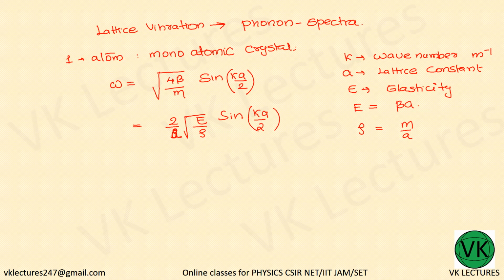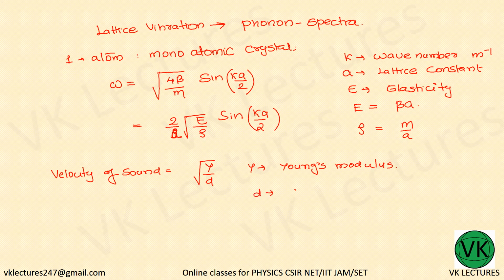This is called density, and the velocity of sound or the phonon velocity of sound is given by the square root of Y by d, where Y is the Young's modulus and d is the density. So here rho is the linear density.